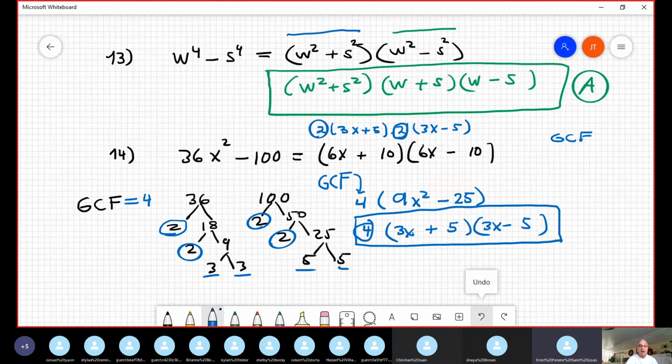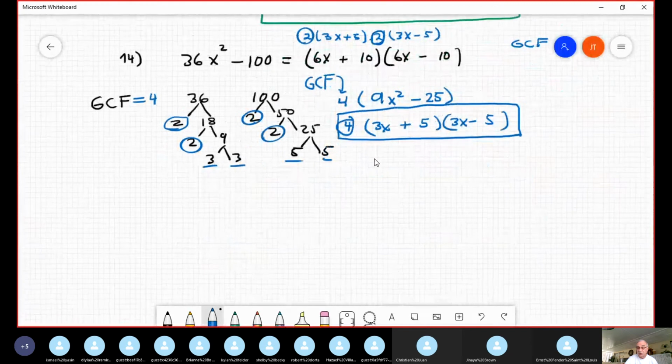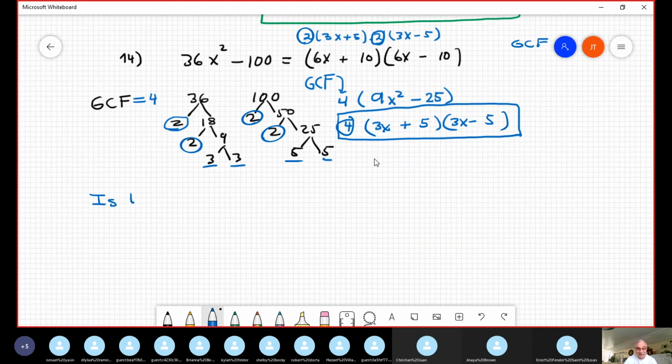Either way works, but my recommendation is that when you face a factorization problem, the first question you need to ask yourself is: is there a common factor?